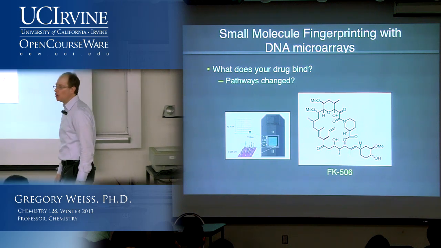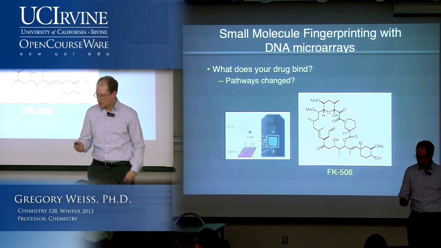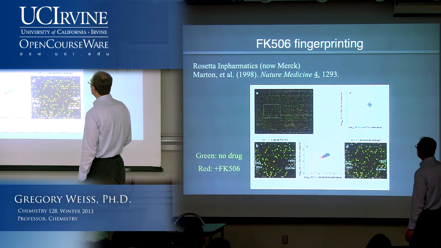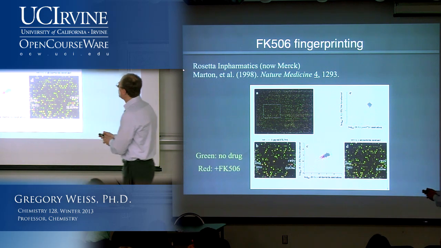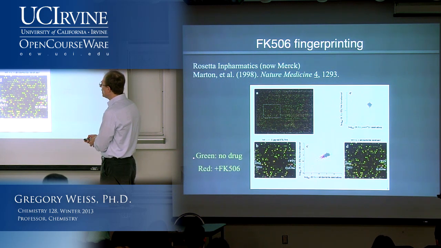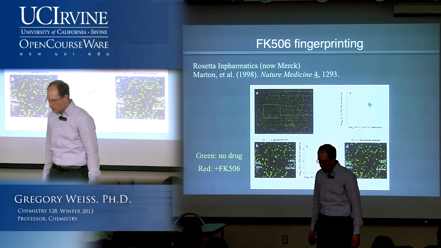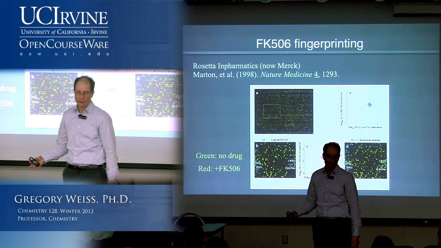In doing so, we can start to identify the pathways associated with the immune response. Here's a classic experiment done by the company called Rosetta Informatics, now Merck Pharmaceuticals. In this experiment, they have two kinds of cells. One kind of cells are green. They were treated with the green fluorophore, so the transcripts were treated with the green fluorophore.